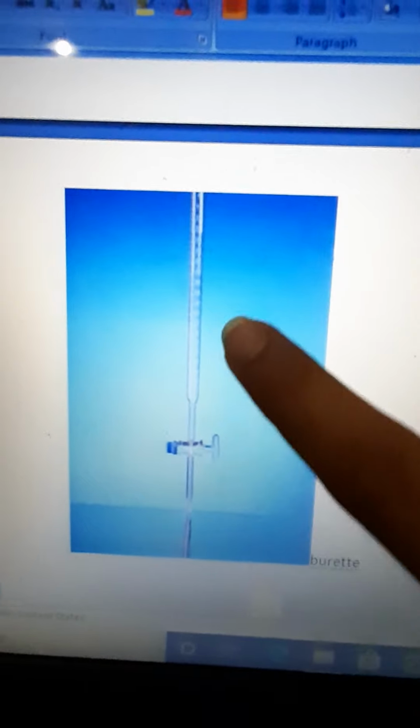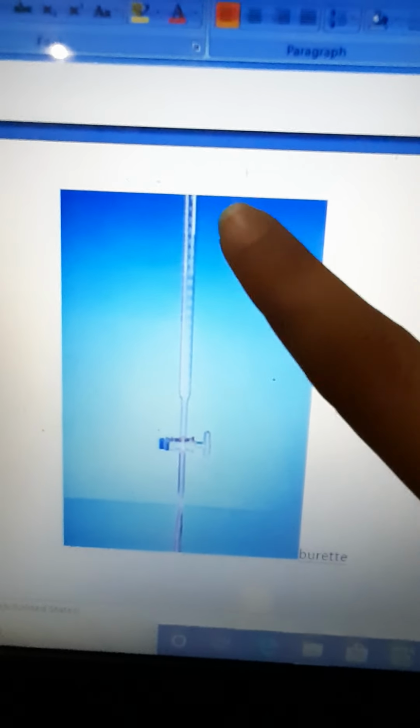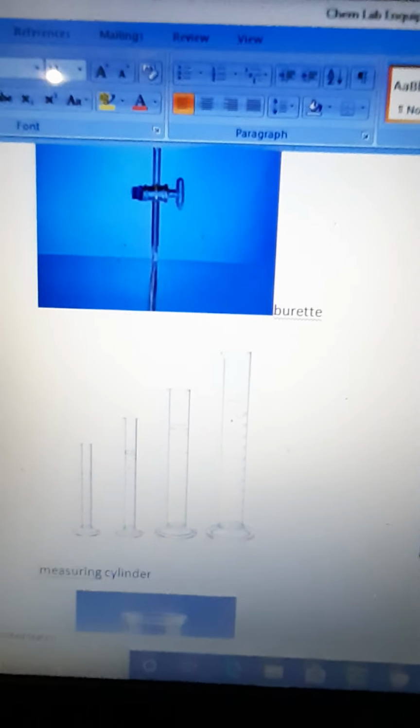Next we have a burette. The burette is used just like a pipette, but it has a stopcock and measurable quantities to see the volume of the liquid, so we can add the liquid in controlled amounts. A fixed volume of the liquid can be put. Next are the measuring cylinders. These are again used to measure liquid chemicals. They are available in different measurements and sizes in the lab.